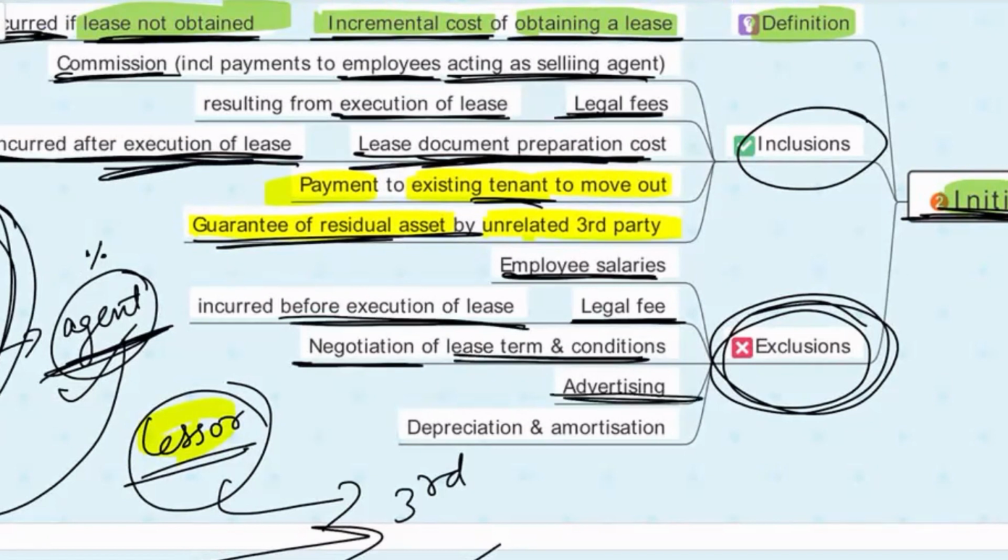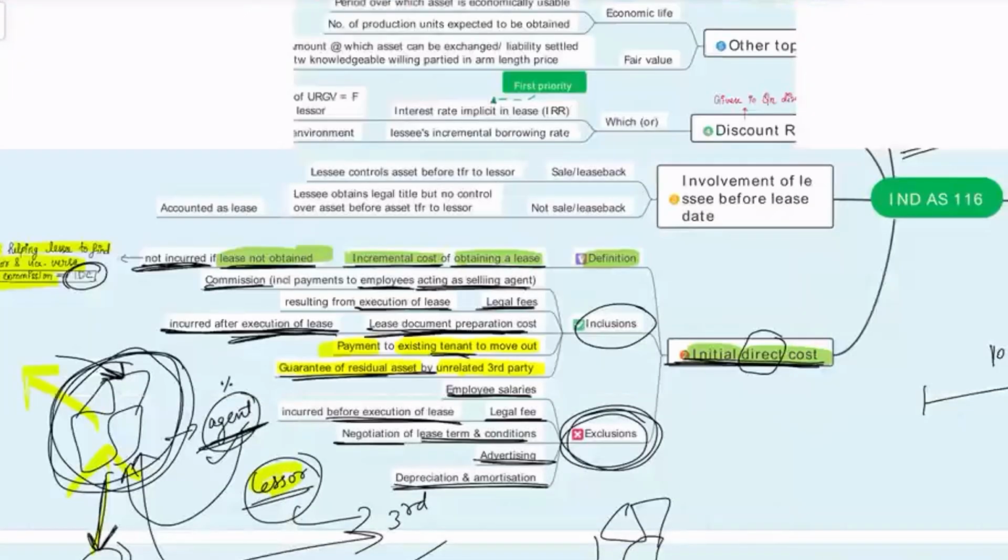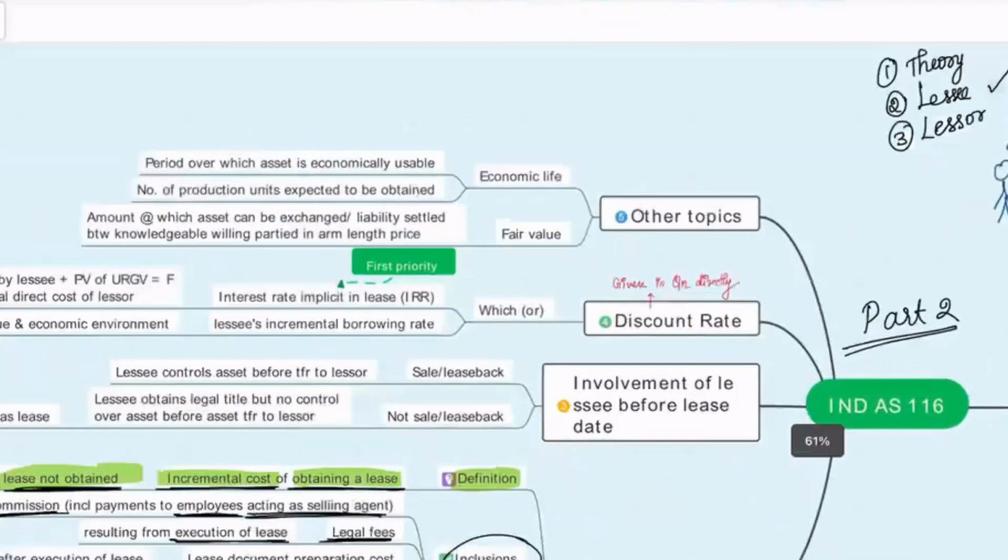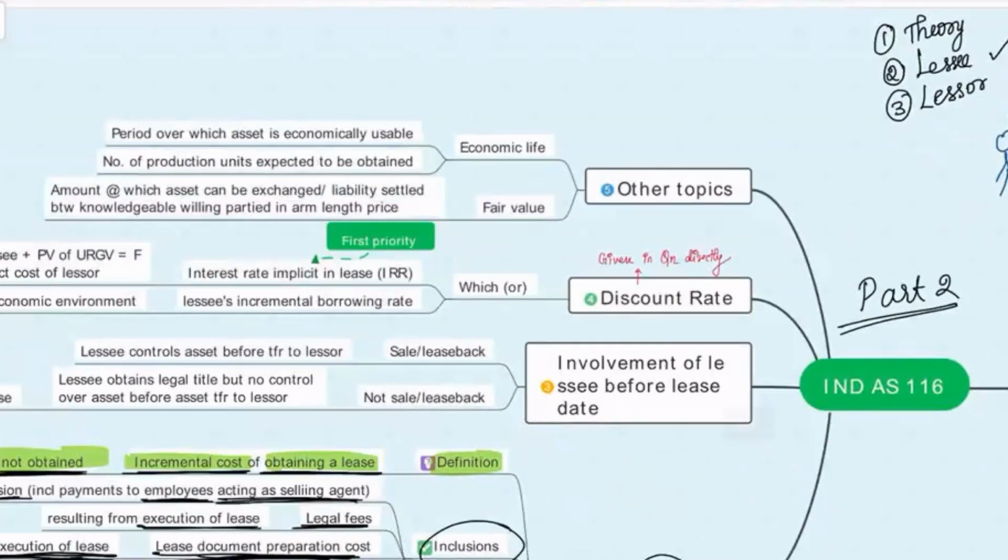Suppose you're advertising that, I am looking for a Pani Puri shop. If there is any prospective seller, please come up to me and give your shop on lease. Even if you're advertising something like this, it will not be included. Then depreciation and amortization cost will also not be included. This will come under your exclusions. Yes. So I hope you understood what is initial direct cost.